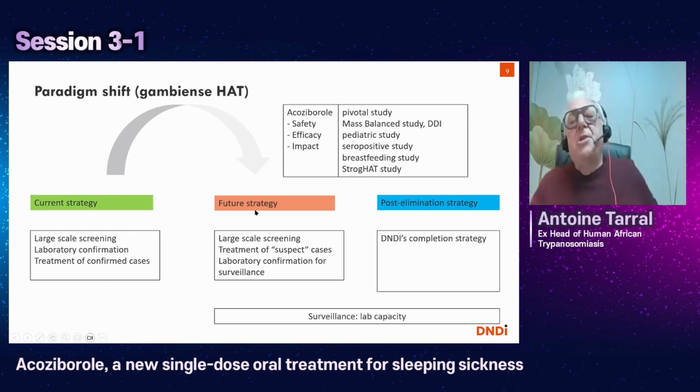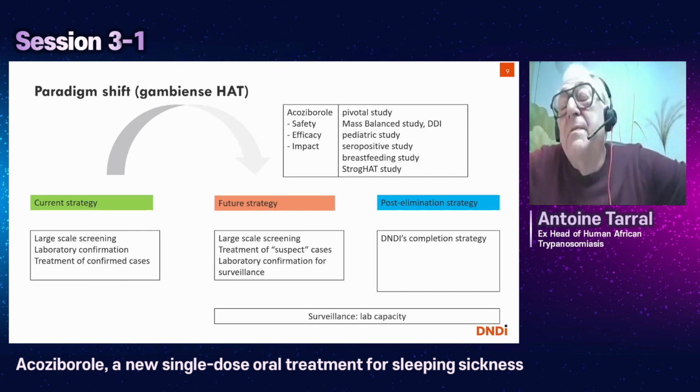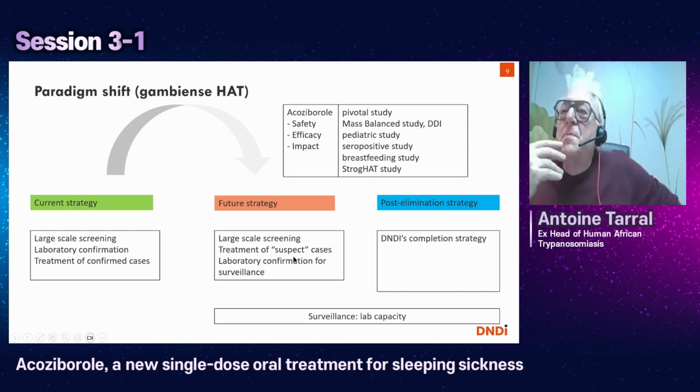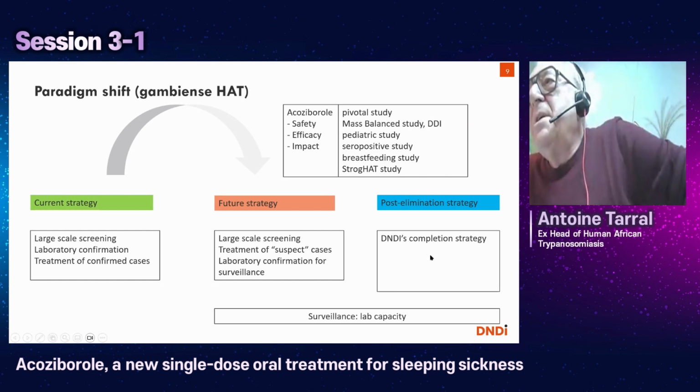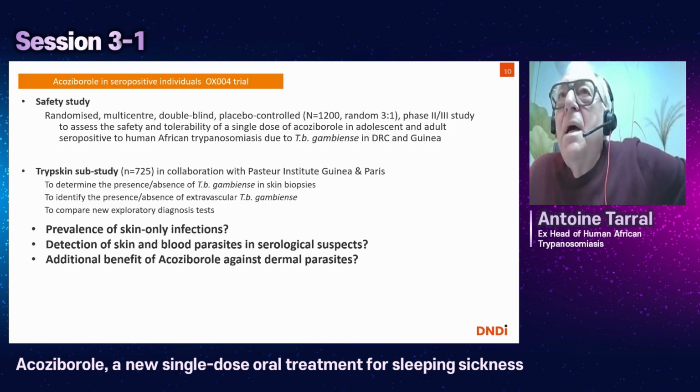The future strategy is continuing the screening, which is very costly and complicated to do, and going to the suspects, that means the serological positive population, and to develop, in fact, in the future, how we can have a good laboratory capacity for surveillance of this population. And of course, the last strategy is to go for the elimination of the disease.